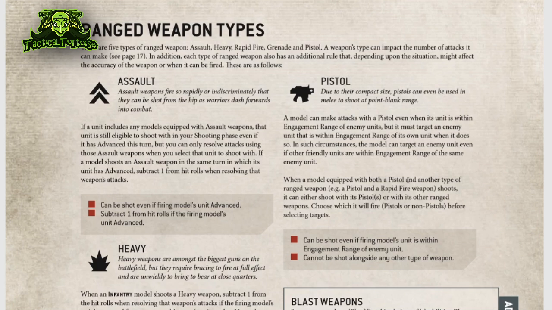In 8th edition, you could still fire your pistol if you were engaged by an enemy unit, but you had to fire at the closest unit. This created a couple weird situations, for example, where you would be engaged with multiple units but not able to pick your targets, or have a unit strung out that was still engaged but then could not fire into the unit engaging it. Now the pistol rule just specifies that you must target an enemy unit that is in engagement range with you.